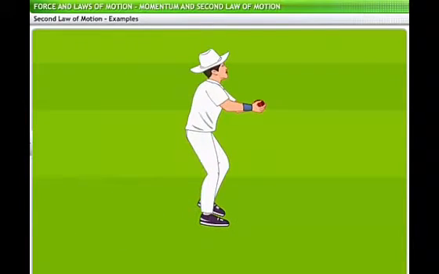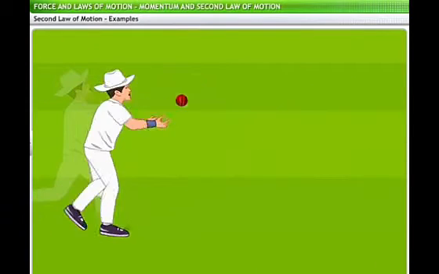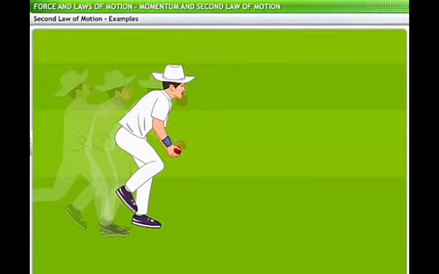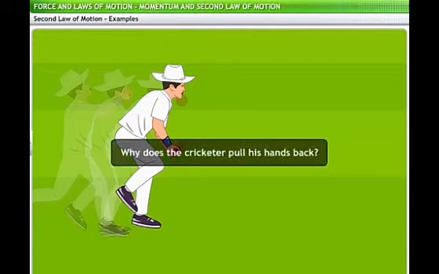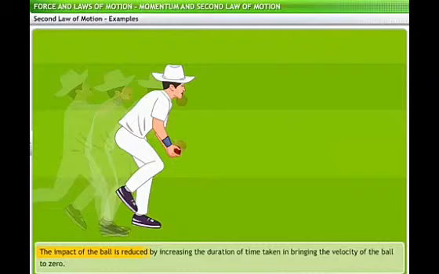A lot of our actions are based on the second law of motion. Observe the cricket fielder reaching out to catch a fast-moving ball. As you can see, he pulls his hands back to catch the ball. Why does he do that? He does that to reduce the impact of the fast-moving ball on his hands before bringing its velocity down to zero. By pulling his hand back, he increases the duration of time taken in bringing the velocity of the ball to zero.